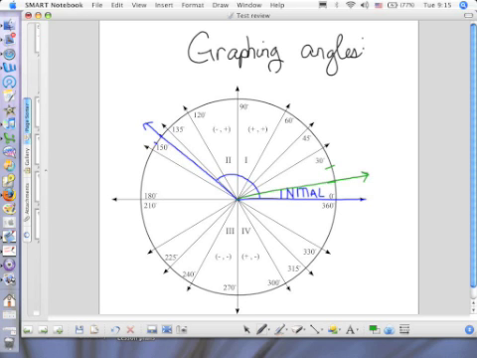Now, what happens if I say graph a negative angle? You go in the opposite direction. And you start counting backwards. If this was 30 degrees going this way, then this is 30 degrees coming this way. Yes? So whenever we're graphing on the test, they're going to have all those lines saying like 60, 45. Right.